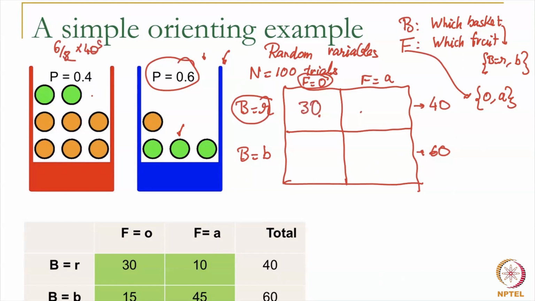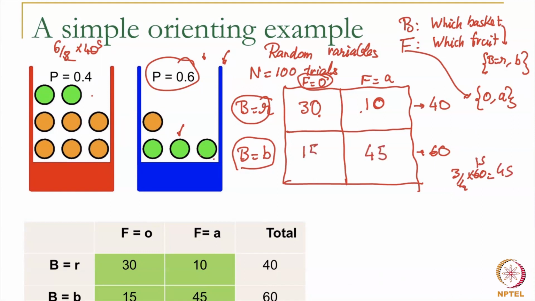So in 30 cases, I would have picked an orange, and in the rest of the 10 cases, I would have picked an apple. Similarly, here, once the basket is blue, in 3/4 of the cases, that is 3/4 of the 60 cases, I would have picked an apple. So this will be 45.